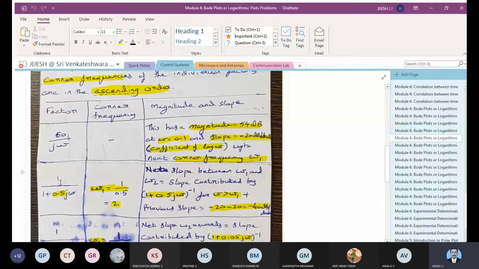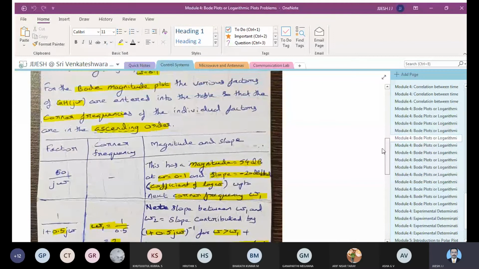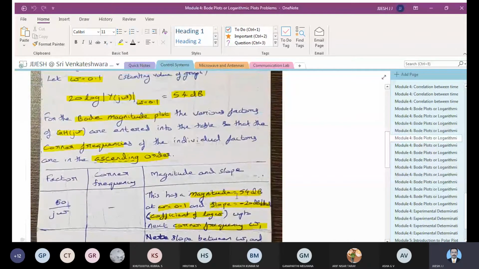So 50 by j omega, then 1 divided by 1 plus 0.5 j omega, that is omega 1 equal to 2, and omega 2 is equal to 20, with 1 divided by 1 plus 0.05 j omega. The magnitude at the first point is 54, so you need to start the graph at 54, with a slope of minus 20 dB per decade, and the corner frequency will be omega 1.